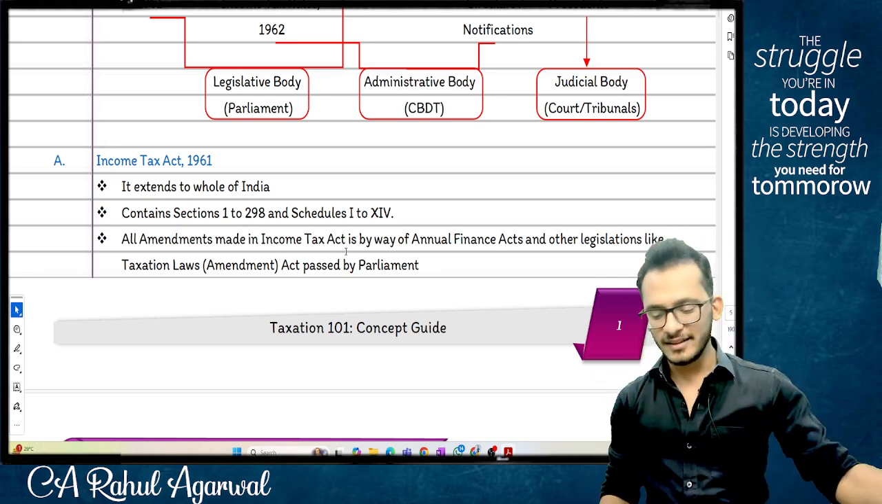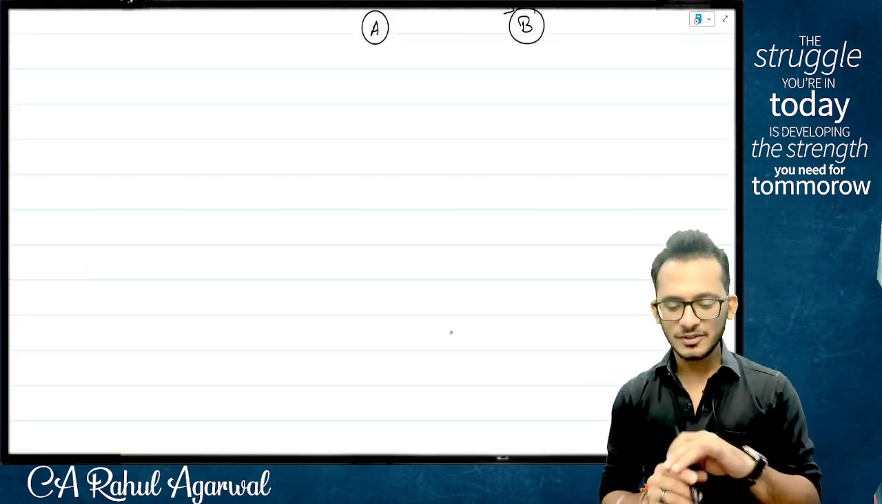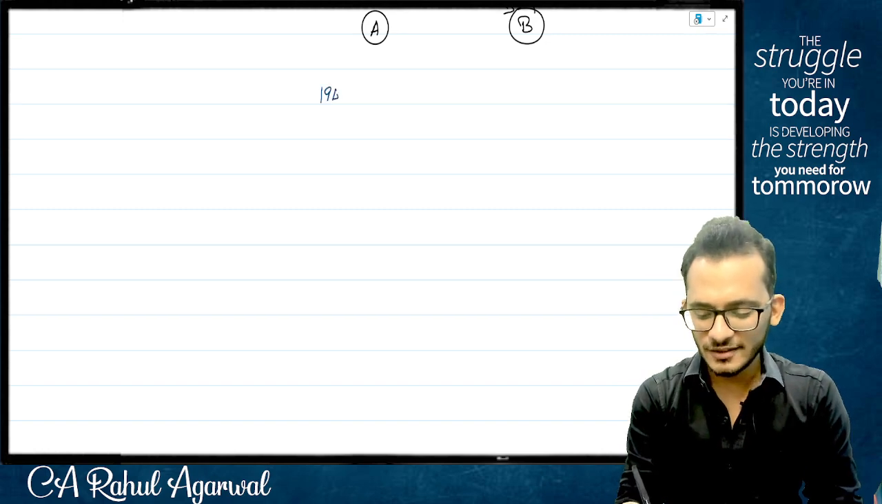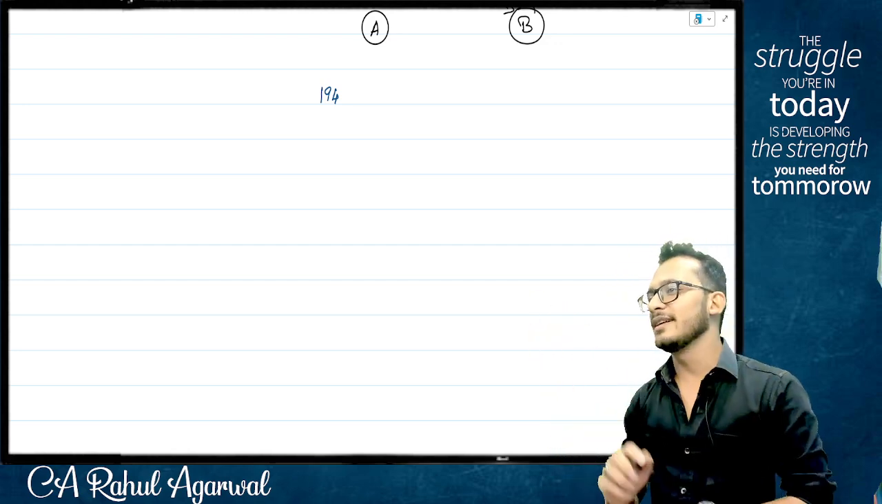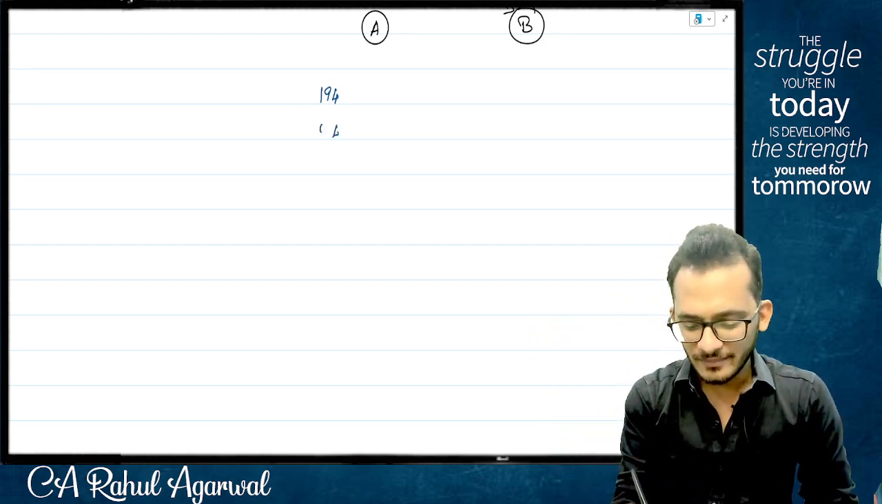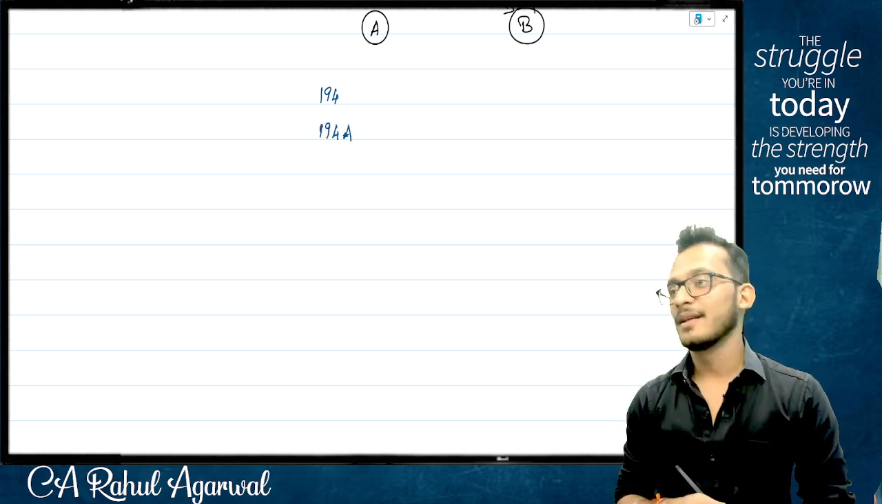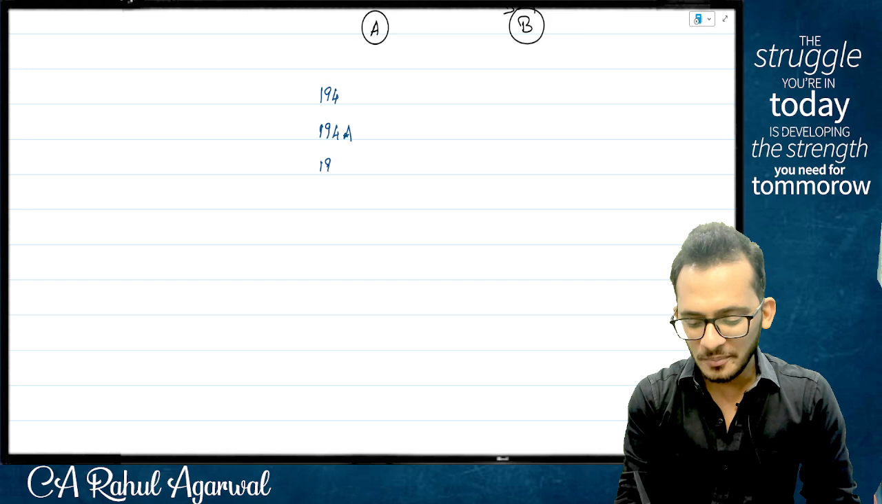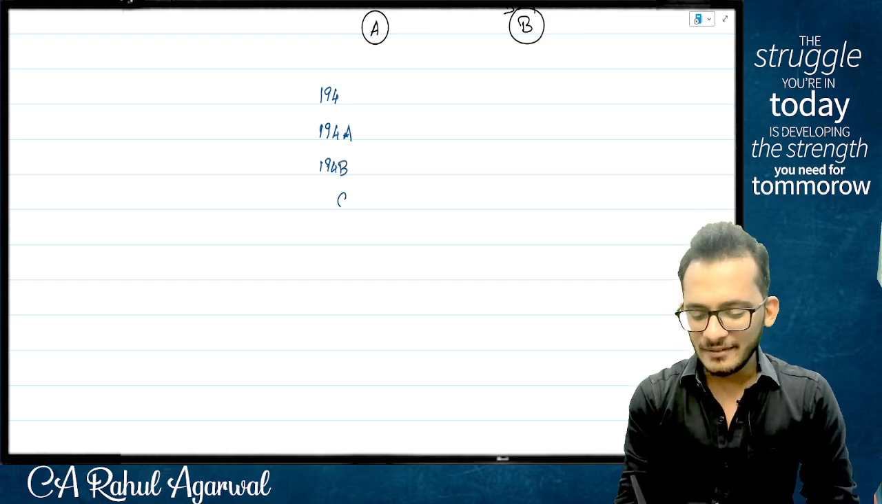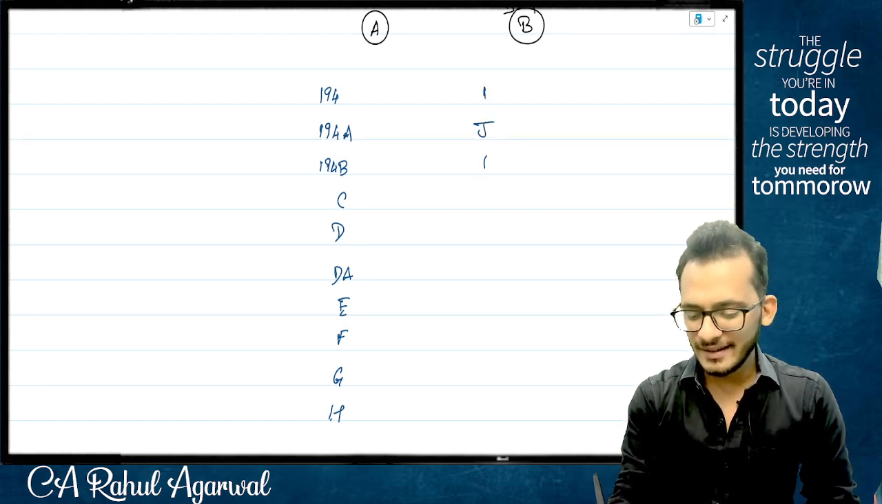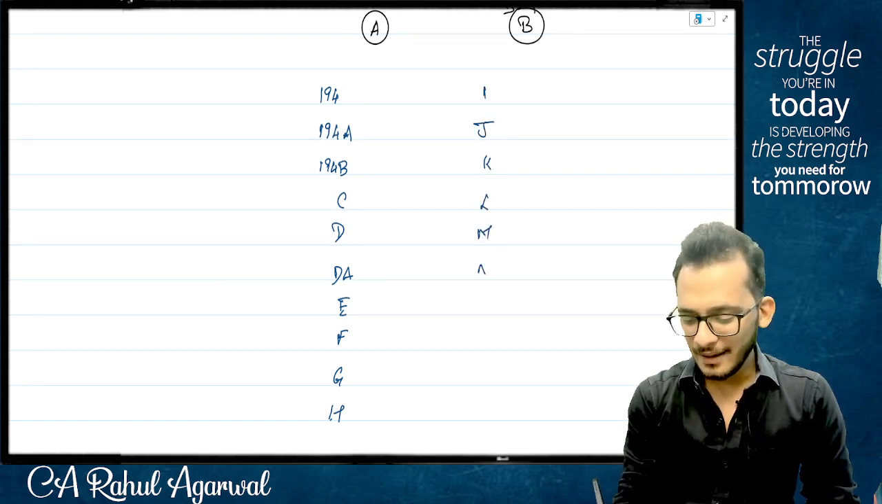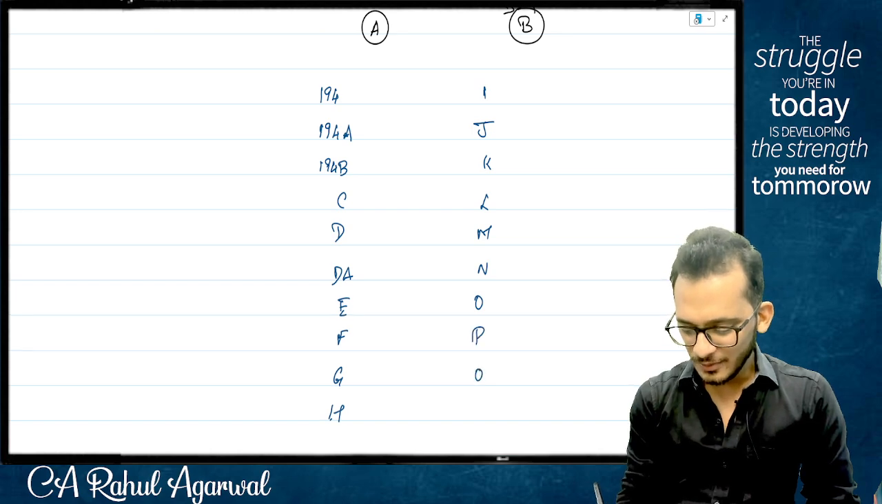So what happens? Comedy starts. You start with section 194, your tedious section. Then they introduce one more tedious section, so they called it 194A. They introduced one more section called 194B. Then it went C, D, DA, E, F, G, H, I, J, K, L, M, N, O, P, Q.